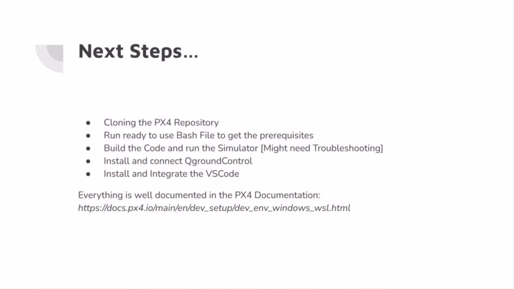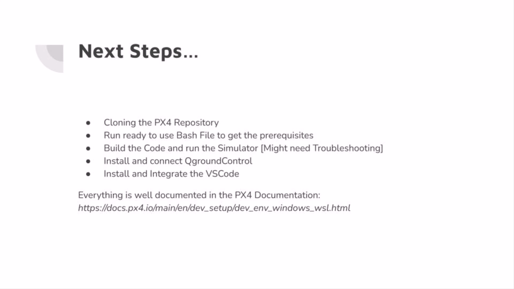So what are the steps after installing WSL 2? What are the steps that we're going to cover in this video? We're going to clone the PX4 repository from GitHub and download all the submodules of that. Then we use the ready-to-use bash file, which has done everything for you. You don't need to do the steps one by one, just like the old days. You just run a single bash file and it will automatically download all the subsystems, prerequisites and requirements it needs and do all the configuration for you.